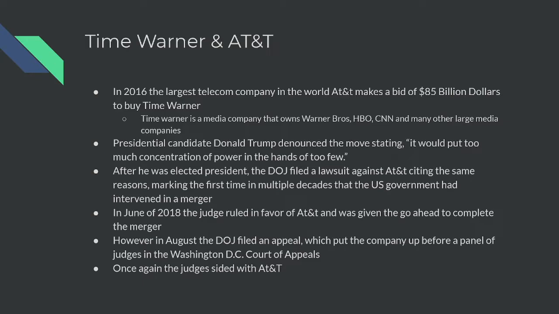In June of 2018, the judge ruled in favor of AT&T, which was given the go-ahead to complete the merger. However, in August, the DOJ filed an appeal, which put the company before a panel of judges in the Washington, D.C. Court of Appeals. Once again, the judges sided with AT&T.